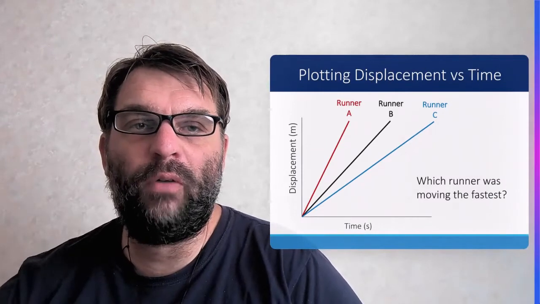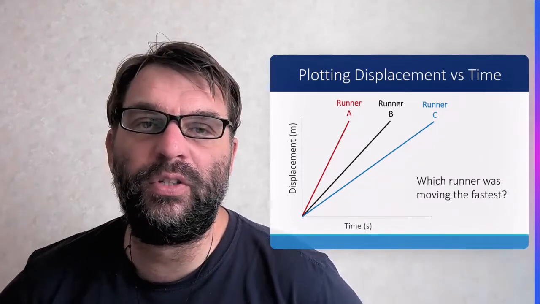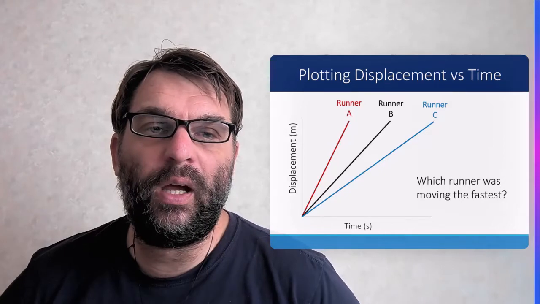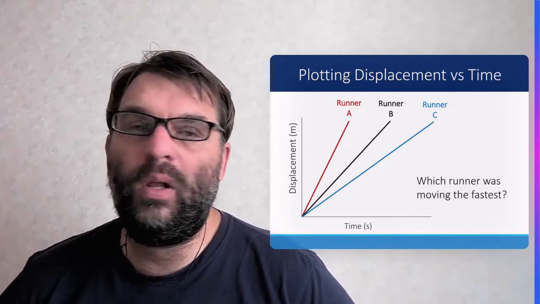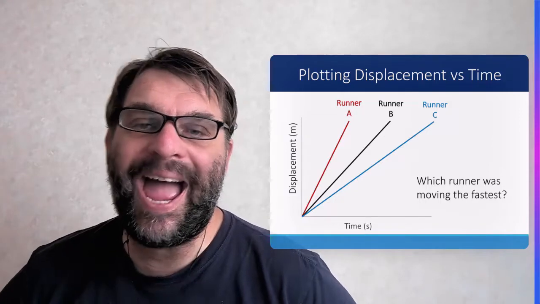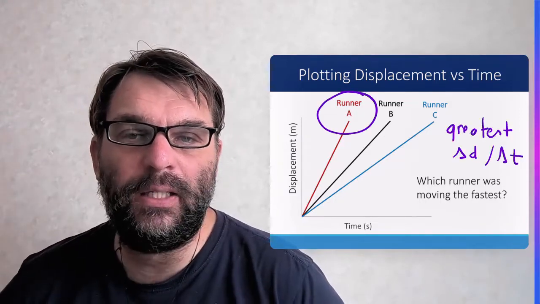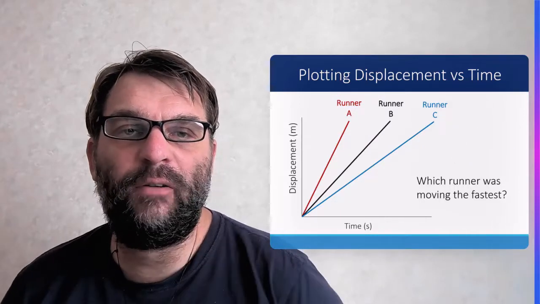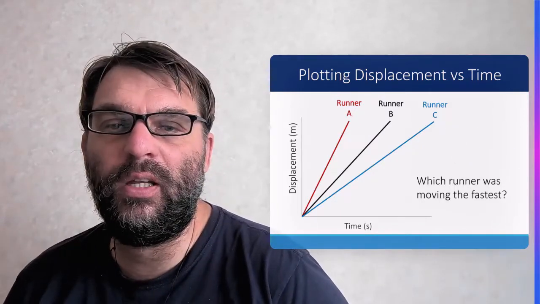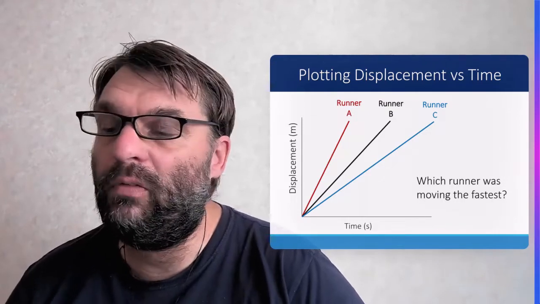So in terms of plotting displacement versus time, which one of these runners, A, B, or C, will be running fastest? It will be runner A, because the gradient, the change in distance over the change in time, is greatest for runner A. Change in distance over change in time, rise over run.